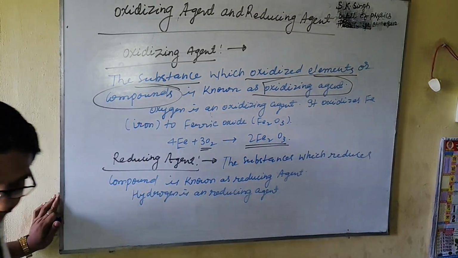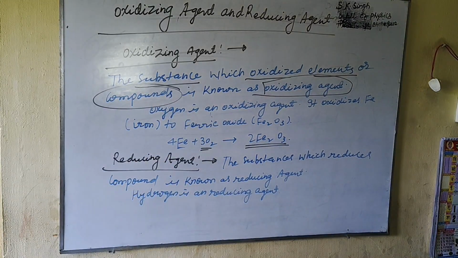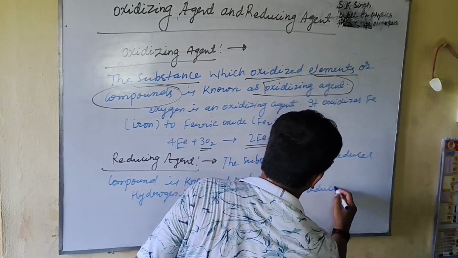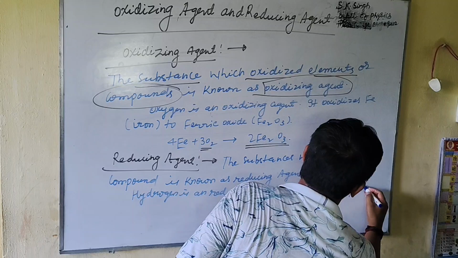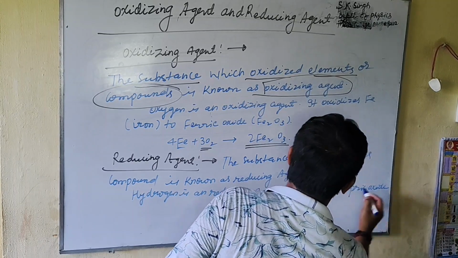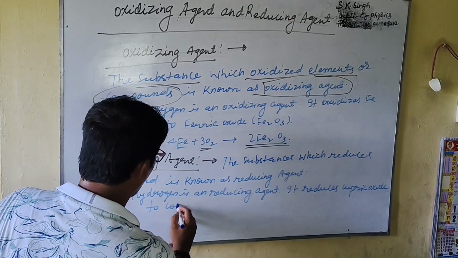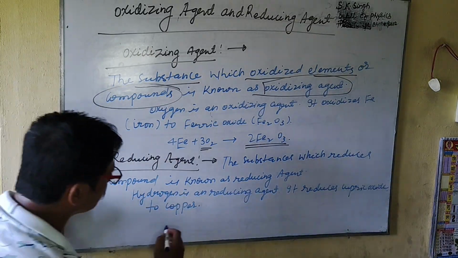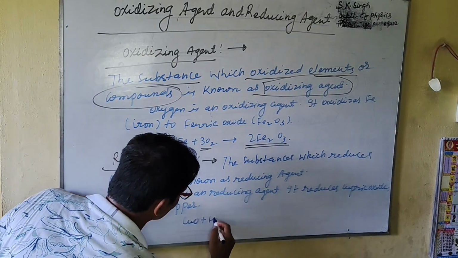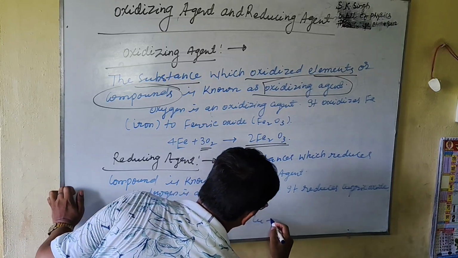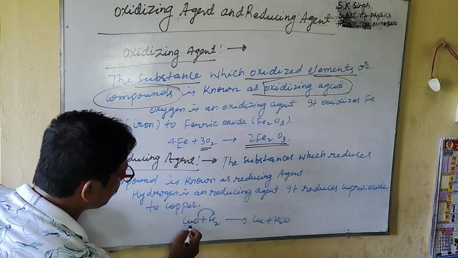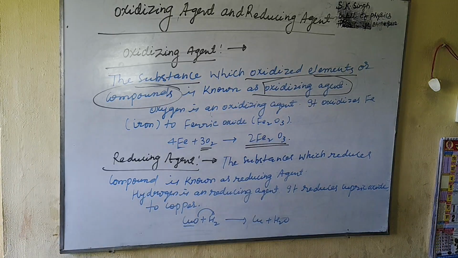It reduces cupric oxide to copper. How does it happen? Just take the reaction: CuO plus H2 gives Cu plus H2O. So it reduces the cupric oxide to copper.